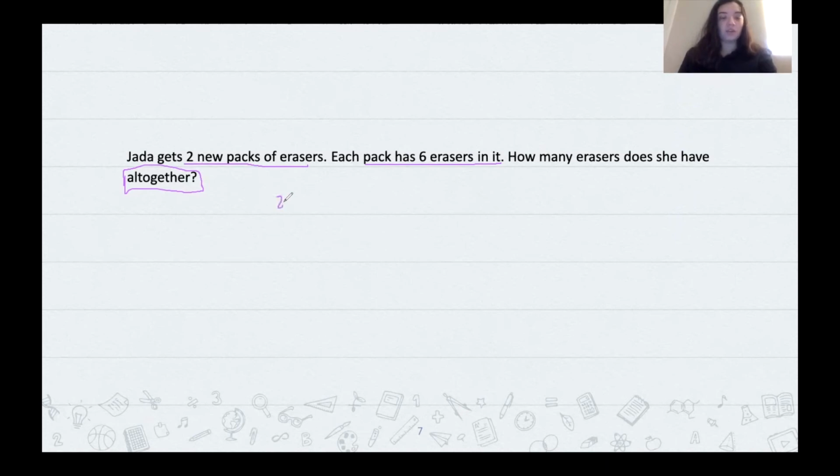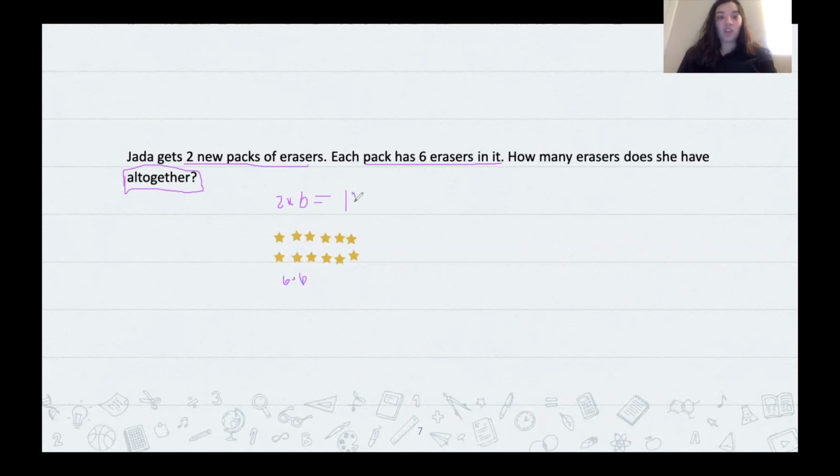I have 2 packs of erasers with 6 erasers in each. So how many do I have all together? Again, I'm going to make an array for this problem. So I'm going to have 2 groups of 6. And this time I'm not going to skip count. I'm just going to use repeated addition and find the answer. So I have 6 plus 6. And 6 plus 6 is 12, which also means that 2 times 6 is 12.